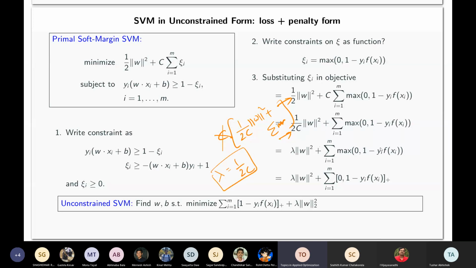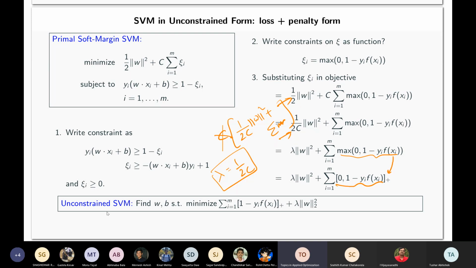We are just rewriting things in a clean form. So 1 by 2C has been absorbed in lambda. One way to write this is like this, which is another notation: 0, comma, 1 minus yi f(xi), with the plus meaning take the maximum of these. So this is just a notation.